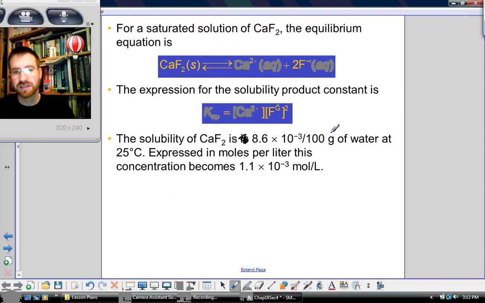8.6 times 10 to the negative 3 grams per 100 grams of water at 25 degrees Celsius. It's always looked at per 100 grams of water. That's how we define our solubility. Expressed in moles per liter, this concentration becomes 1.1 times 10 to the negative 3 moles per liter.